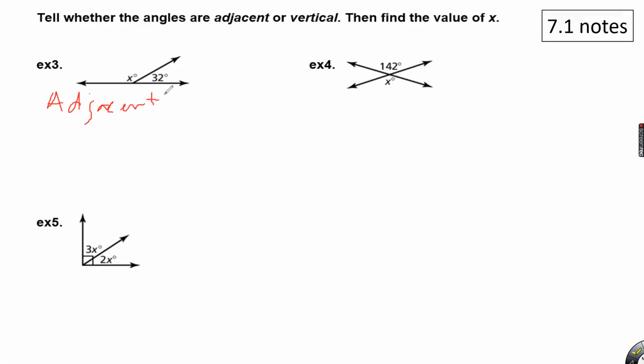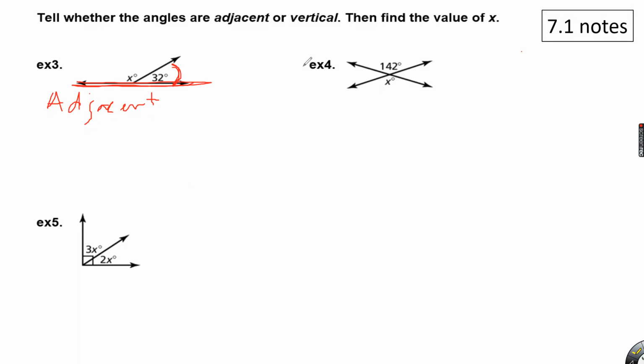Adjacent, because it's two angles, 1 and 2, that are right next to each other. And so that's going to be adjacent. You're going to figure out what we know about this example. The two things that I know are that this angle is 32 degrees, and if I look at this angle, I know that it equals 180 degrees.